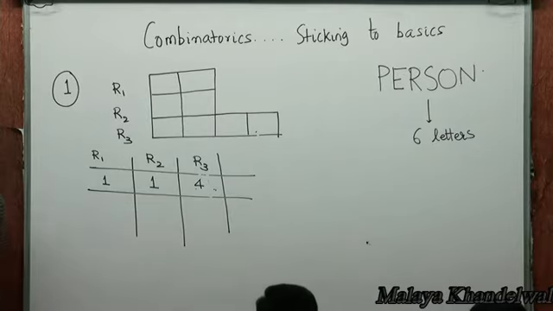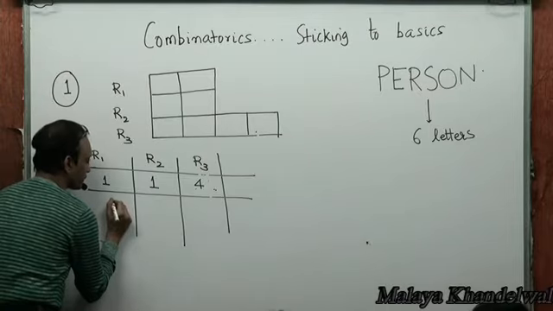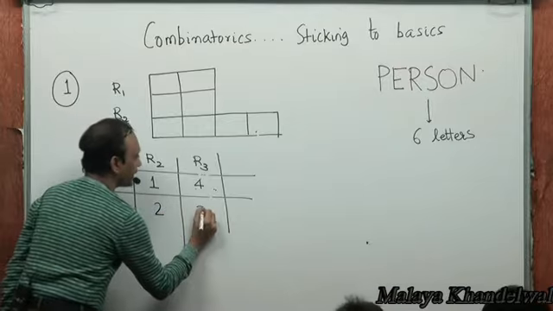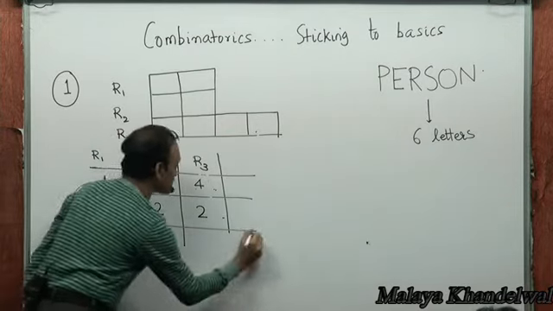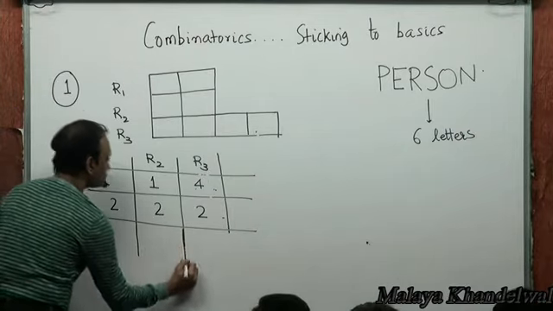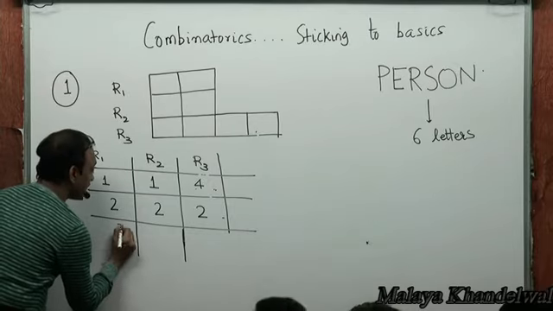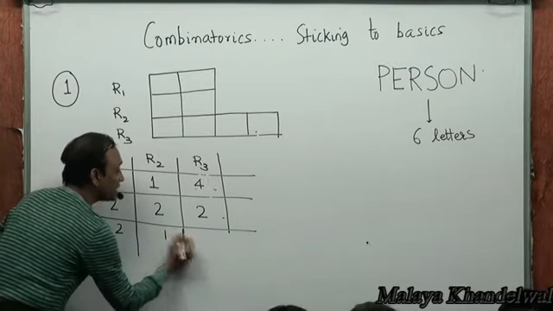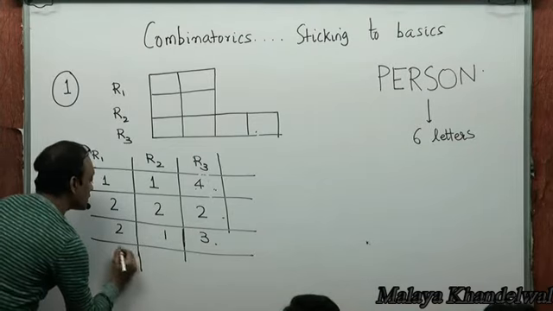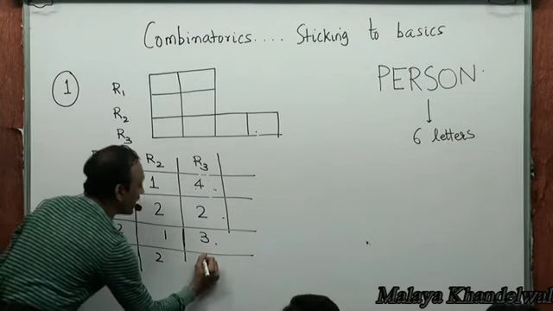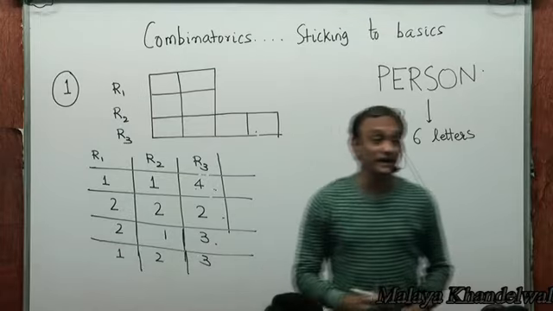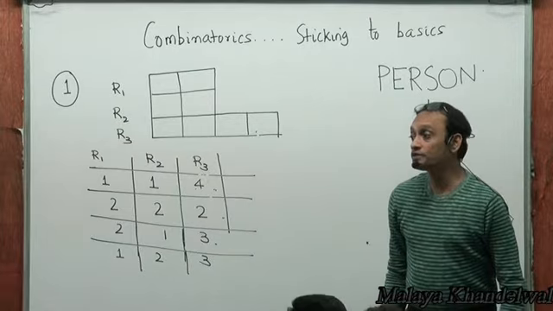That's one possibility. Or I select 2 cells from here, I select 2 cells from here, and I select 2 cells from row 3. That's another possibility, right? Or the third possibility is I select 2 cells, 1 cell and 3 cells. And the last possibility is 1 cell, 2 cells and 3 cells. Yes or no? These are the 4 distinct possibilities, independent possibilities which I can explore.